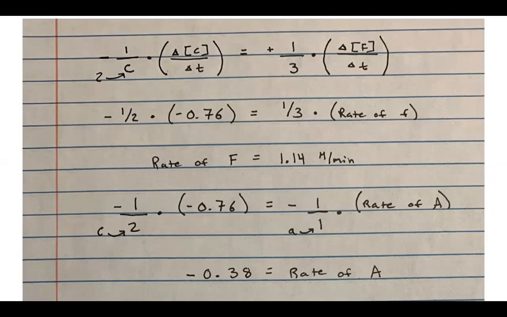Lastly, I do the same thing for compound A. Again, negative sign, 1 over the coefficient of C times the rate of disappearance of C is equal to 1 over the coefficient of A, which was 1 here, so it's 1 over 1. Realize that I have the negative sign here because A is a reactant, so it's going to be disappearing, and I can solve for the rate of A, and it comes out to 0.38, which again would be molar per minute if I included the units.